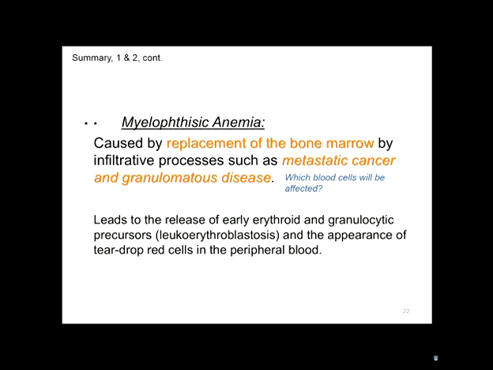Now, this term is something that most people don't remember very well, called myelophthisic anemia. But it's a very common form of anemia because it occurs in patients who have other major illnesses that affect the bone marrow, most commonly metastatic cancer and granulomatous disease. Those two problems can wipe out the bone marrow. So this time, it's loss of space in which the bone marrow can make cells. Now the space is taken up by a different process, either by cancer or granulomatous inflammation.